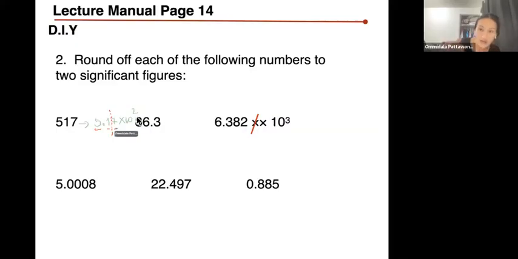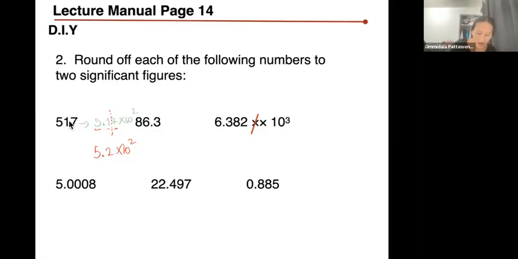So we already learned, right? If it's 5 and above, you round up. So in this case, you are going to round this to 5.2 times 10 to the second. This number is still going to give the same value as the original number. Okay. Now, what about the second one?